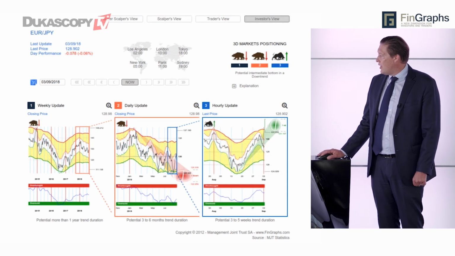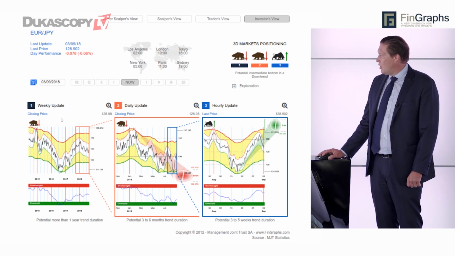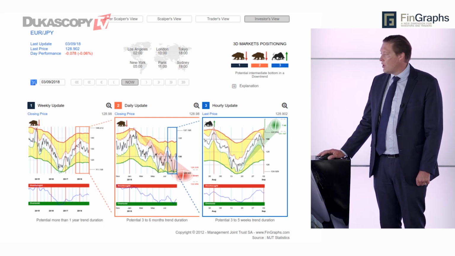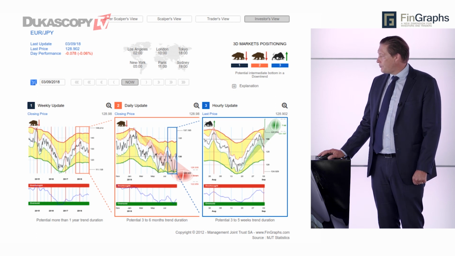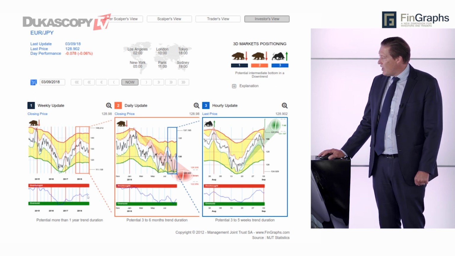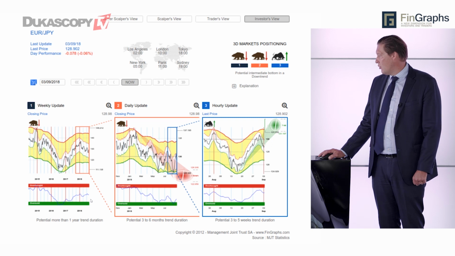Looking at euro-yen, a slightly stronger position, but pretty much the same picture. We are now back into the downtrend on the weekly graph, and we also believe the risk index is starting to roll down over again.